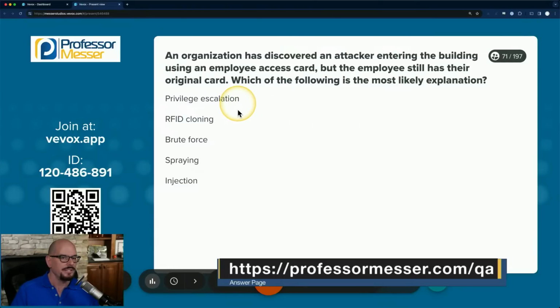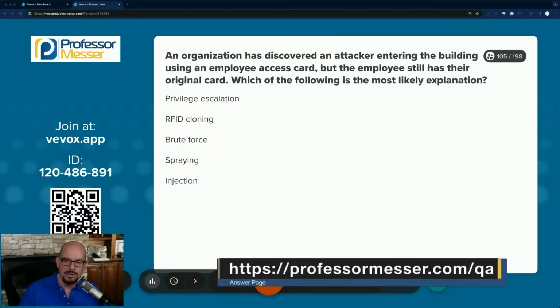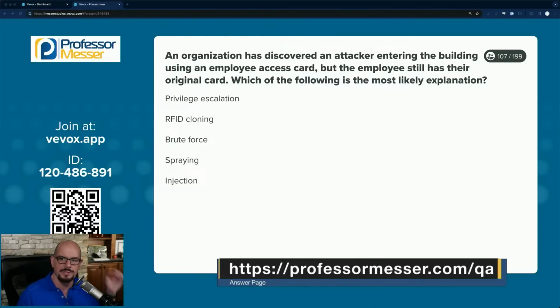Is it privilege escalation, RFID cloning, brute force, spraying, or injection? If you think you know the answer, follow the link on your screen, go to professormesser.com/QA and lock in your answer. I have to see what you think the answer is. As always, please, no answers in the chat room. Please, no hints in the chat room. You want to go to professormesser.com/QA and lock in your answer.